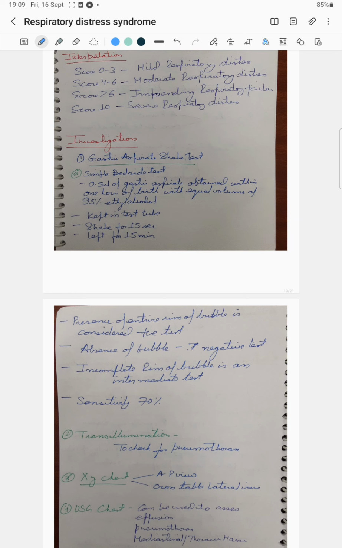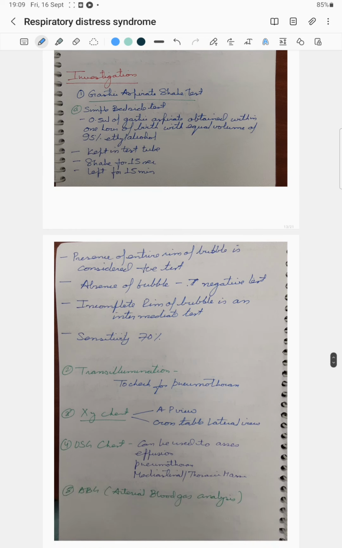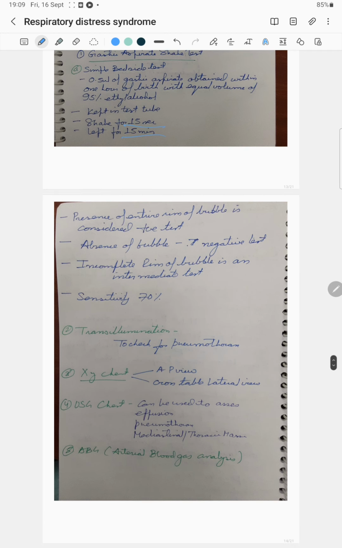Okay, that is 95% ethyl alcohol. We keep it in a test tube, and then we shake the test tube for 15 seconds and leave it for 15 minutes. Remember, 15 seconds and 15 minutes. Now we see air bubbles.